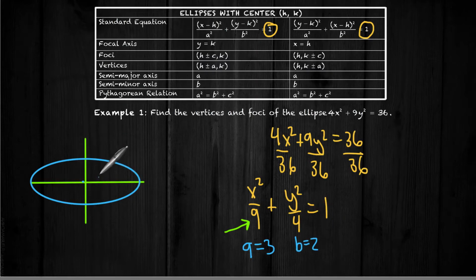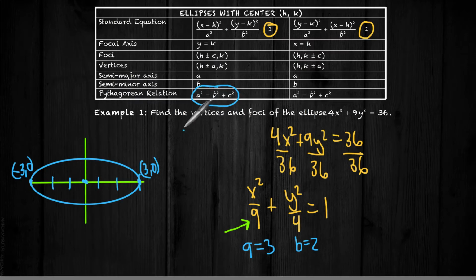So if we go 1, 2, 3, that's going to be the first vertex, and then we'll go left 1, left 2, and left 3, and that's going to be the other vertex. So those are the vertices, and now we need to get the foci. And the foci, as we said, are going to be located a distance of c from the center. Center is (0, 0).